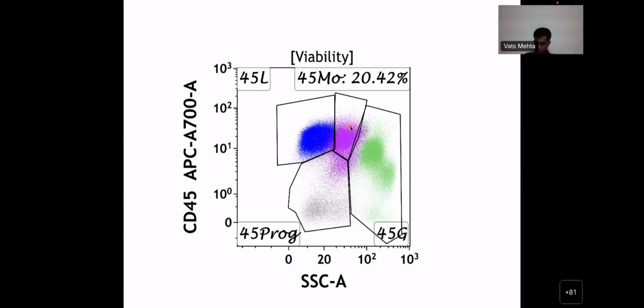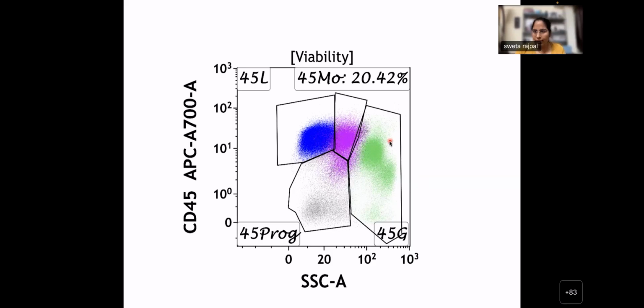So Lena, what are these cells in purple? Ma'am, these are monocytes, because the side scatter is more as compared to the previous one, the lymphocytes. And how is the CD45? Ma'am, it is more. Is it equal to lymphocytes, more than lymphocytes, or lesser? Ma'am, it is equal to lymphocytes. Yeah, so as bright as lymphocyte CD45, but higher side scatter.